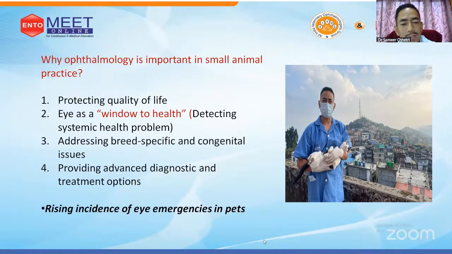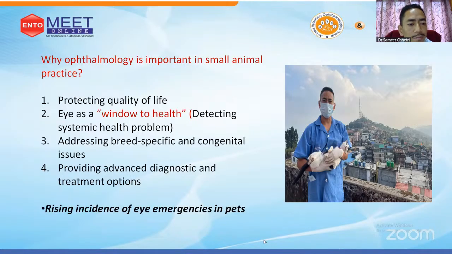Secondly is the eye as a window to health, that it helps in detecting many systemic health problems. Like in diabetes mellitus, we see the cataract condition. As such, we see many health issues, and through the eye we will be able to determine many systemic health problems.